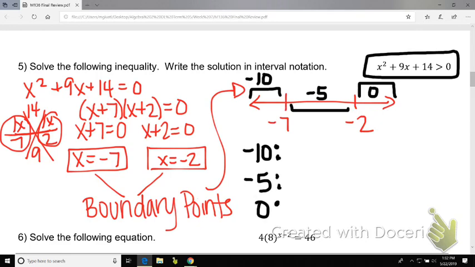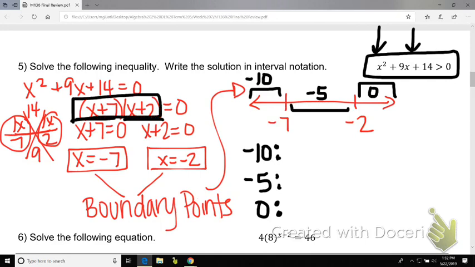So you have to pick one number from each section, and we have to test it to see if we plug it into our original inequality, will our answer truly be greater than 0 or will it not be? Okay, so what I do is I plug it into these two sets of parentheses, and I check to see, is my answer greater than 0? I like to plug it into the factored form. You could plug it into this form up here. I just think the math is easier if you plug it into the factored form over here.